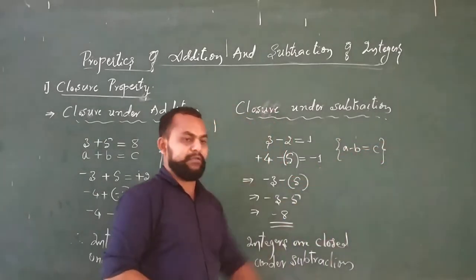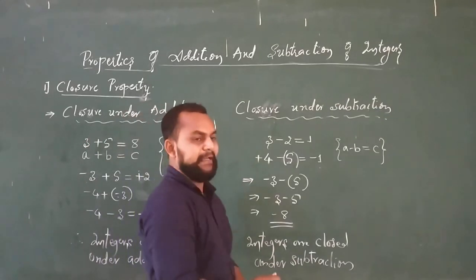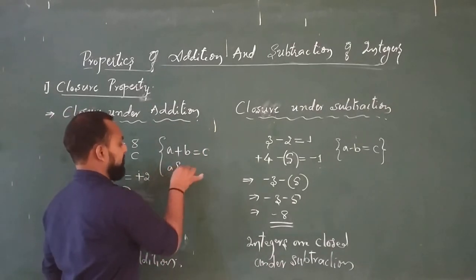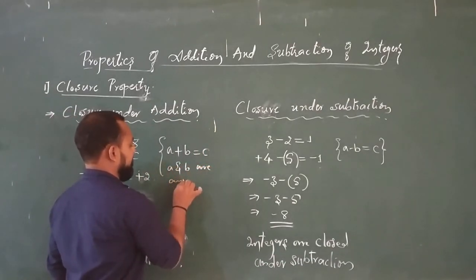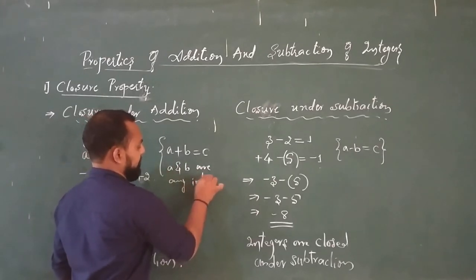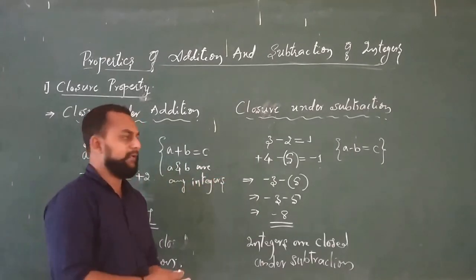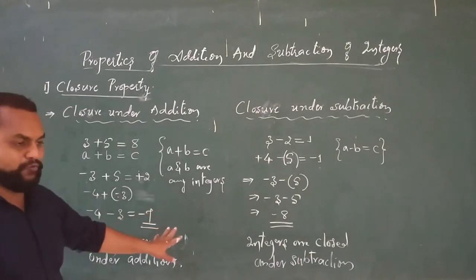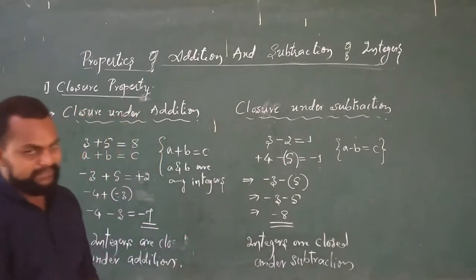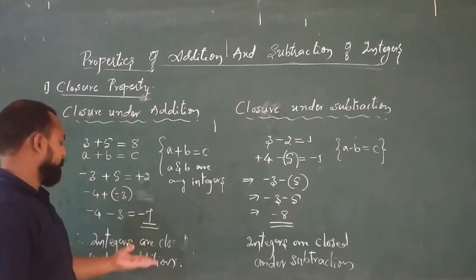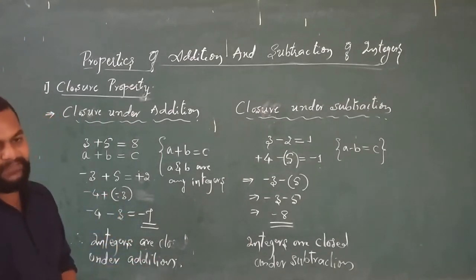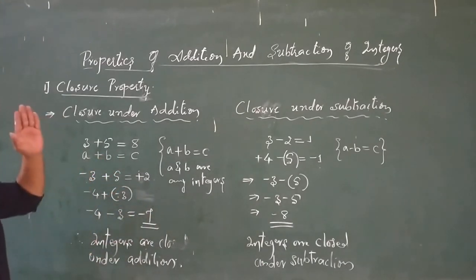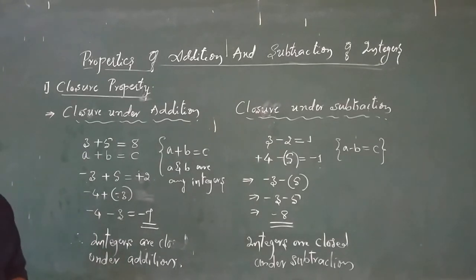Here A and B are any integers. Integers are closed under addition and integers are closed under subtraction. These two are closed under addition and subtraction of integers. This is the first property, the closure property of addition and subtraction of integers.